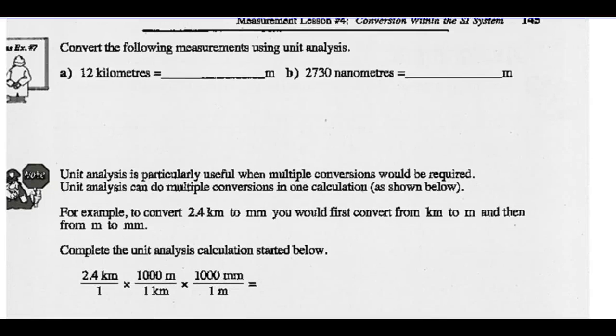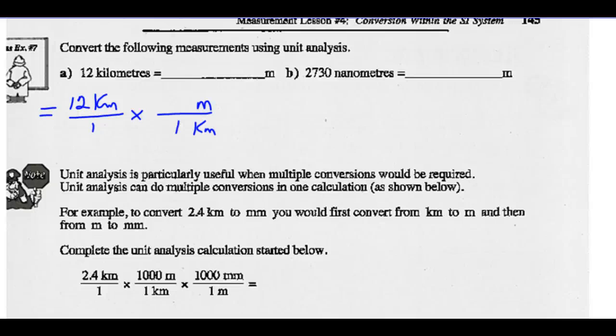So convert the following measures using unit analysis. 12 kilometers into meters. So we start with what we're given, 12 kilometers over 1. And now we multiply. We're going to change kilometers to meters, but we want to make sure we have our kilometers in the denominator so that they can reduce and get rid of each other. So that means our meters must be in the numerator.